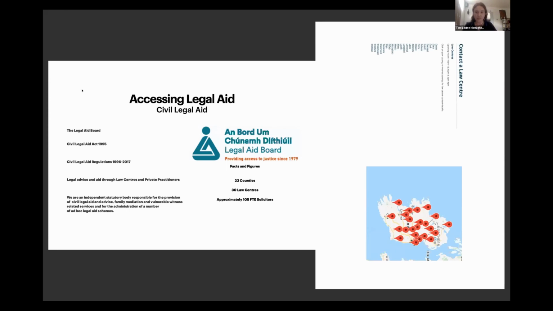So legal aid is provided by the Legal Aid Board, and I just worked it out. We've been around since 1979, believe it or not. So that's like 42 or so years. But it was put on a formal footing in 1995 with the introduction of the Civil Legal Aid Act. And we also have some regulations that we use to guide us, and they're from 96 all the way up to 2017.